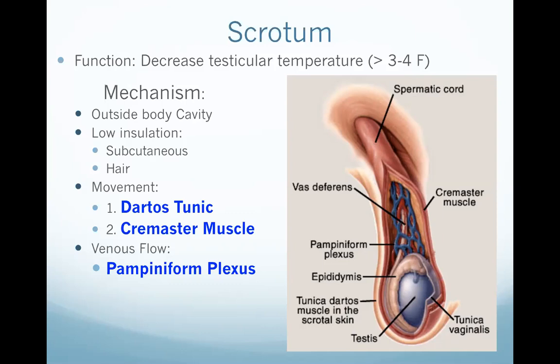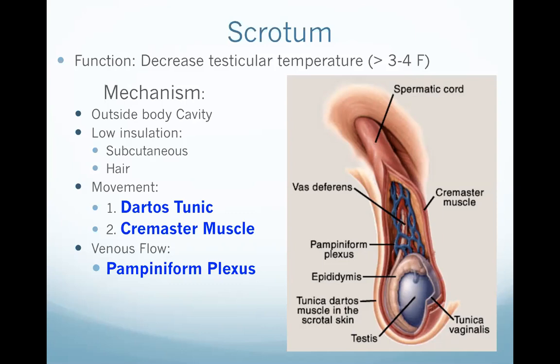If it were inside the body cavity, it'd be too warm for adequate spermatogenesis to occur, and you get malformed sperm that are not capable of fertilizing. So the testes have to be located in this external pouch of skin. That external pouch of skin has to be able to dissipate a lot of heat, especially because you have a testicular artery coming in that's warm blood. You want the heat to get dissipated.